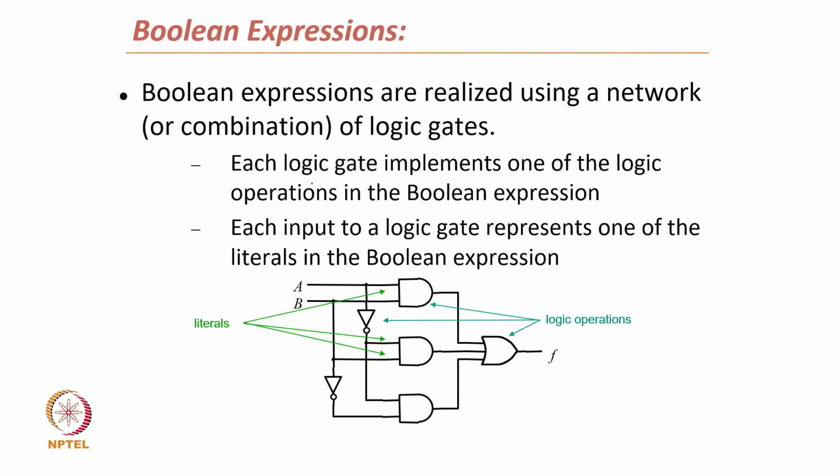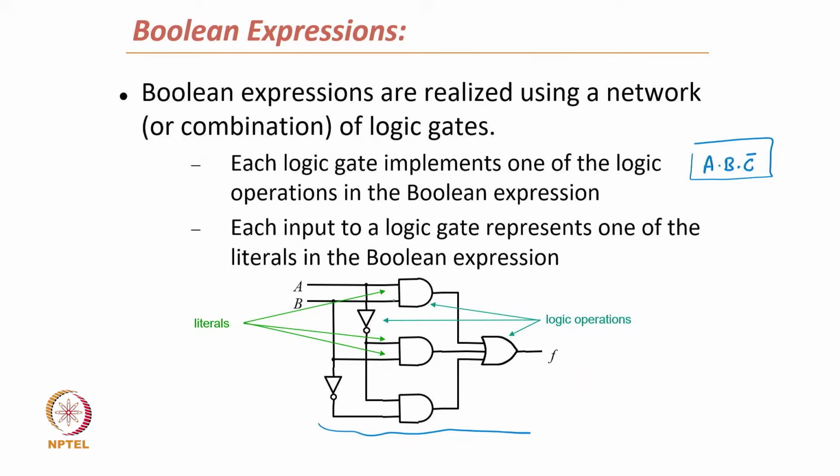So, here these Boolean expressions are realized using a network or combination of logic gates, very similar to what we just saw in the last slide. This is one implementation of a certain Boolean function. Each logic gate implements one of the logic operations in the Boolean expression. For example, we have A, B, C bar. So, there is one logic gate which is implementing this expression, and each input to a logic gate represents one of the literals in the Boolean expression.